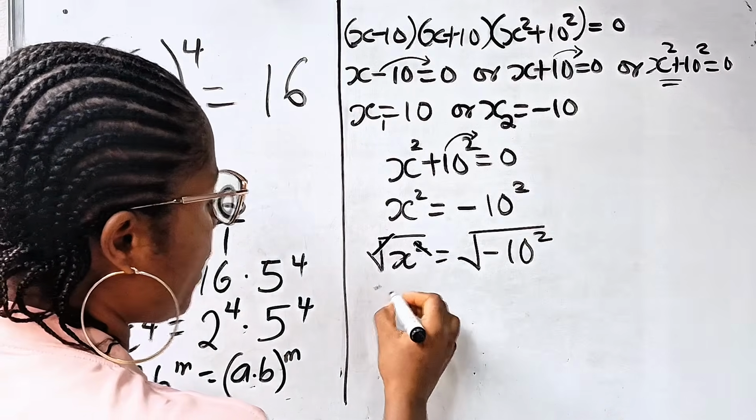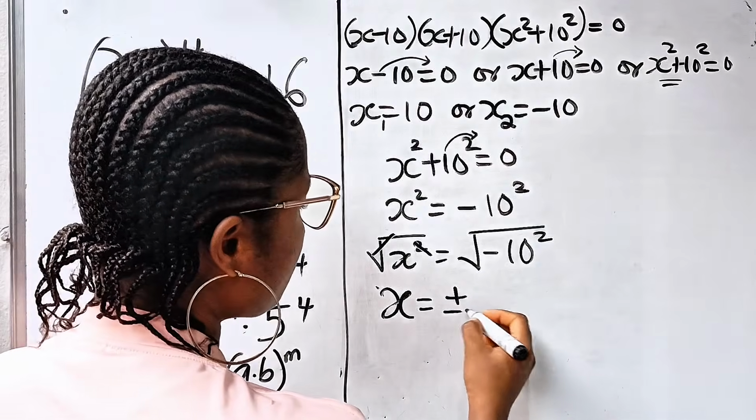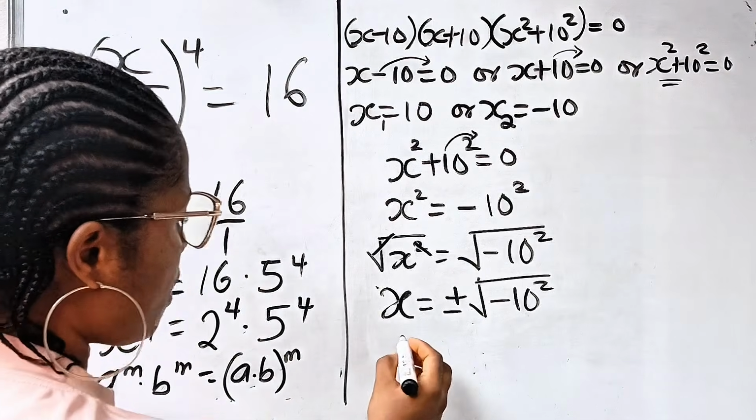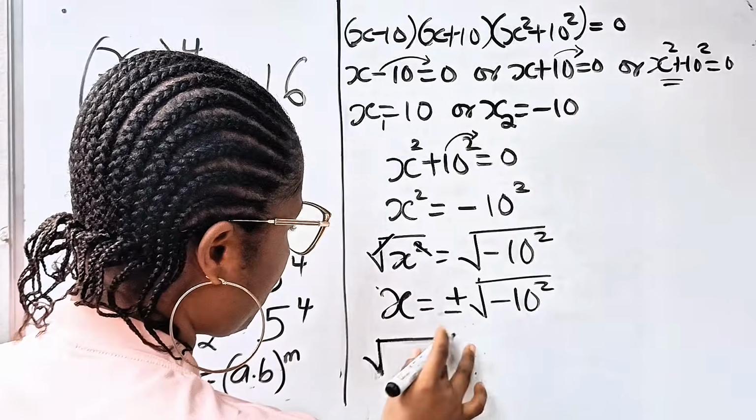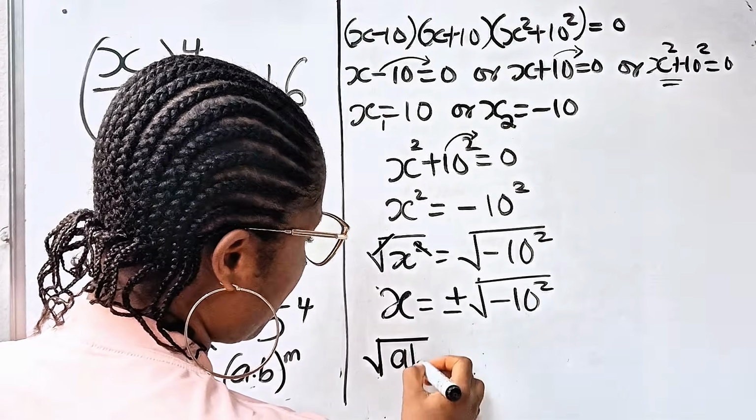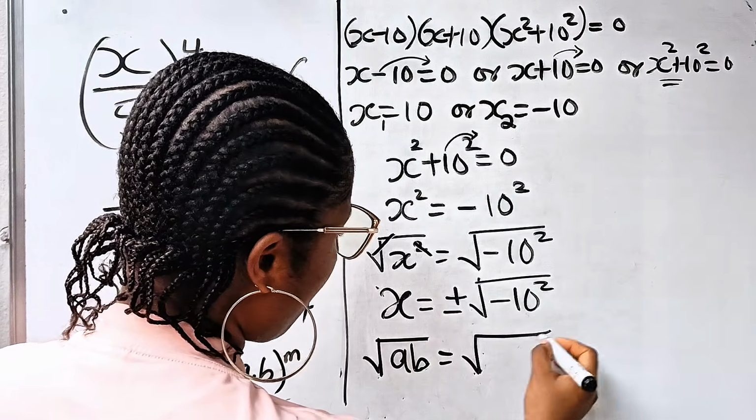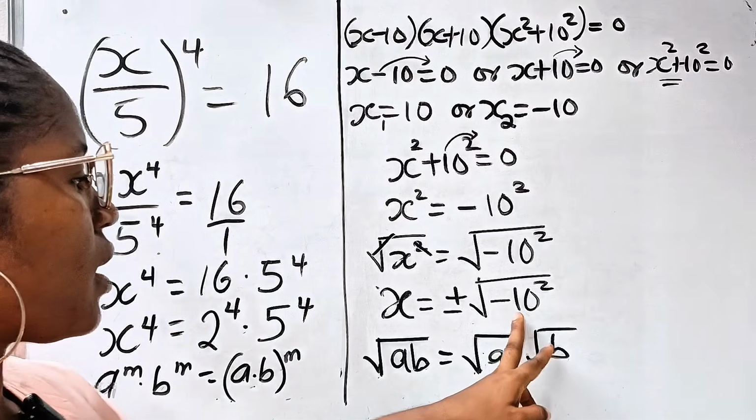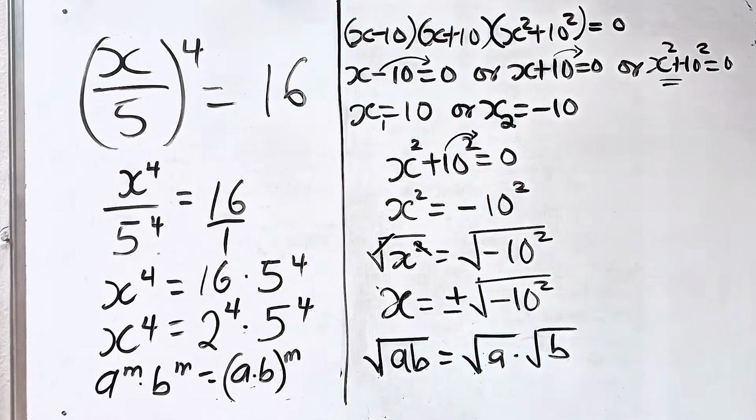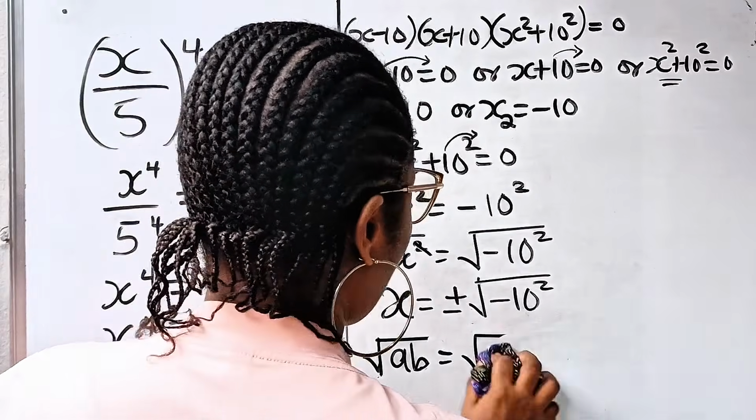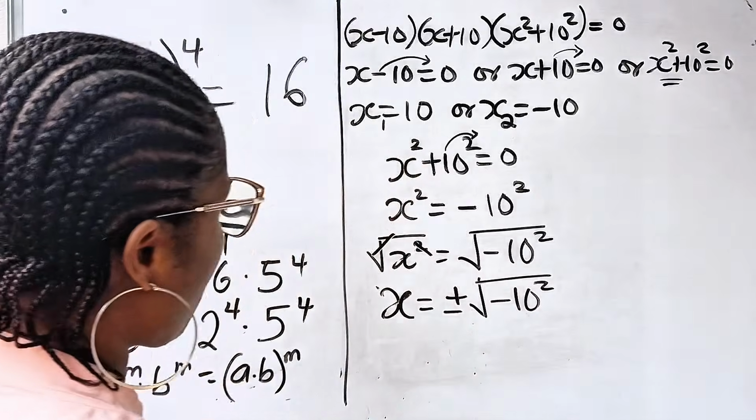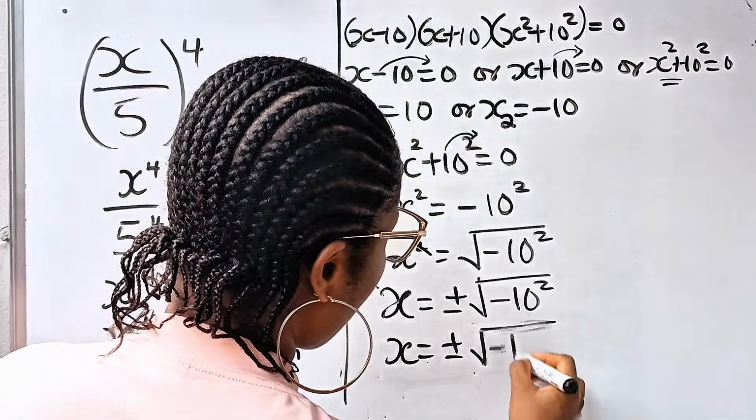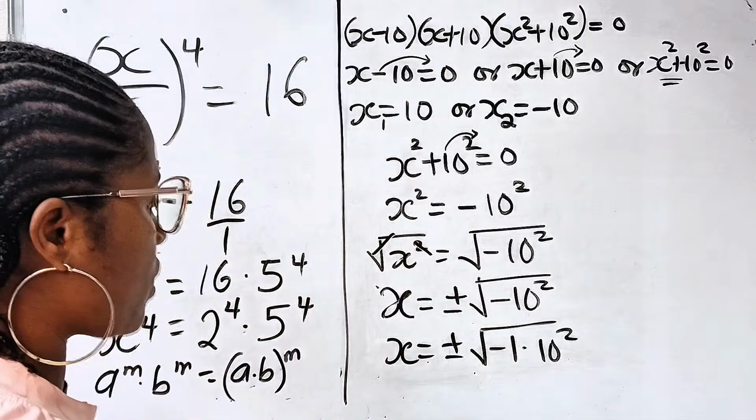Now, this and this we go, we have x is equal to plus or minus the square root of negative 10 squared. So recall that the square root of ab can be written as the square root of a multiplied by the square root of b. Now let us express this in its factors. So we can write this as x is equal to plus or minus the square root of minus 1 multiplied by 10 squared.